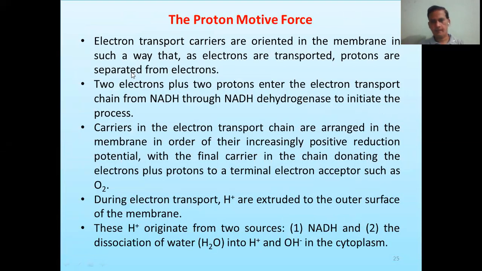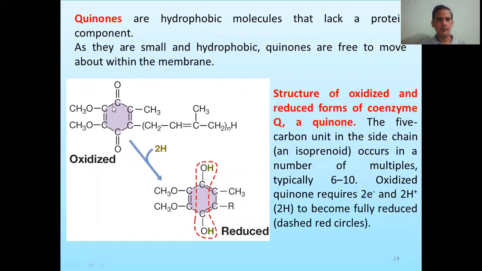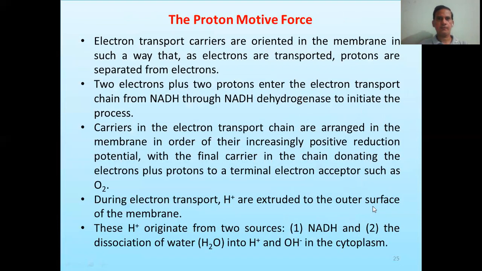Okay, so this is the particular site which, when oxidized, you see the oxygen atoms, and when this is reduced, protons are accepted and we see hydroxyl attached here. So we can have typical multiples of 6 to 10. When oxidized, it requires 2 electrons and 2 protons to fully reduce.